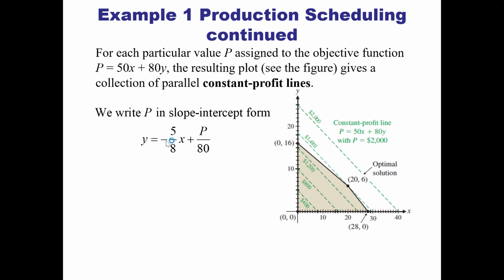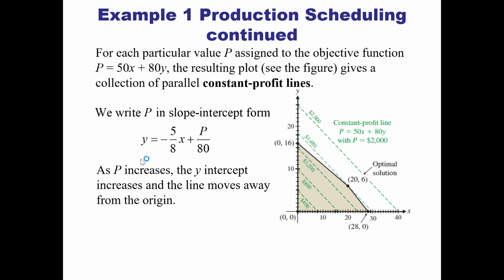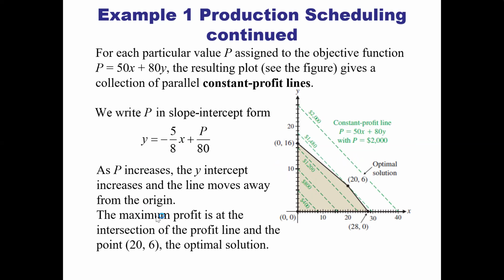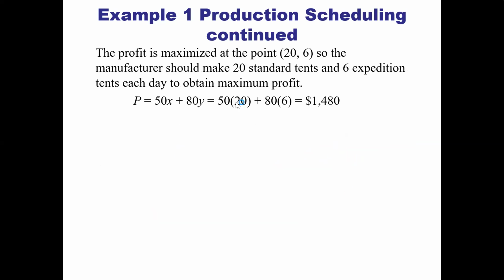All right. But what we've done is put these lines in here, and so we've solved it for y, and so that's going to give us our profit. And as p increases, basically our y-intercept increases, and the line moves away from the origin. So that's kind of that profit function just moving along here. Now, again, like I said, the maximum profit is when it hits that 20, 6, the optimal solution. And so the profit is maximized at that point.